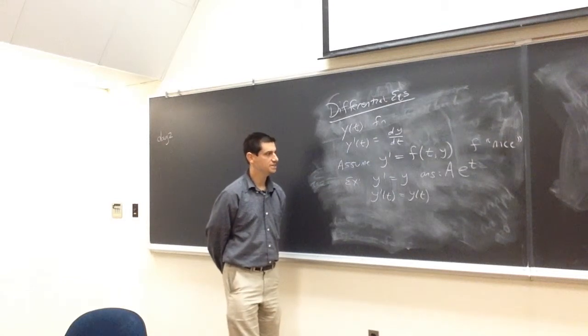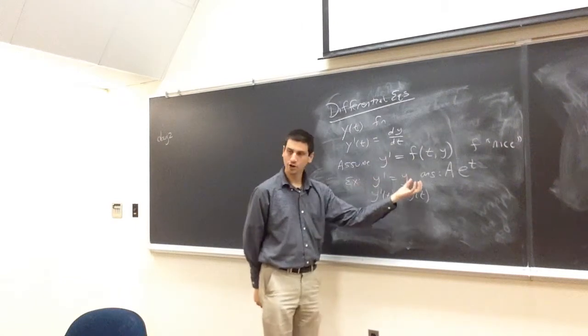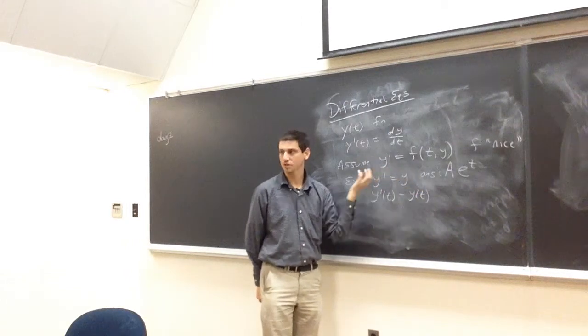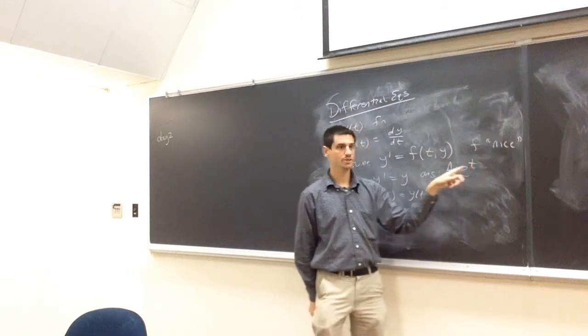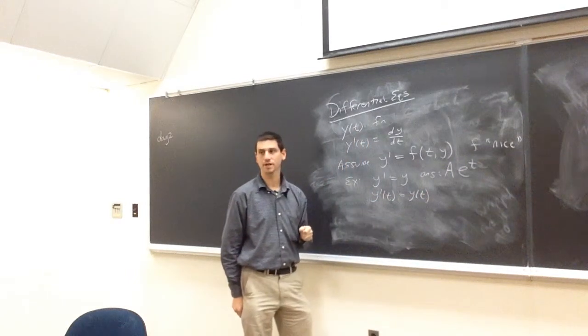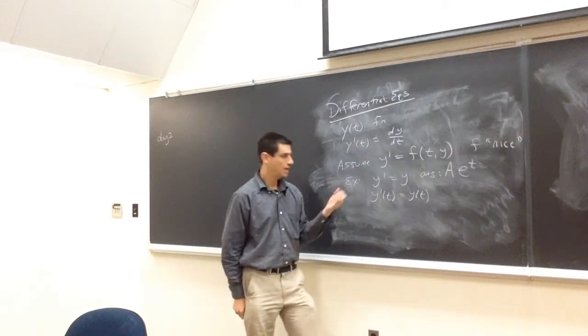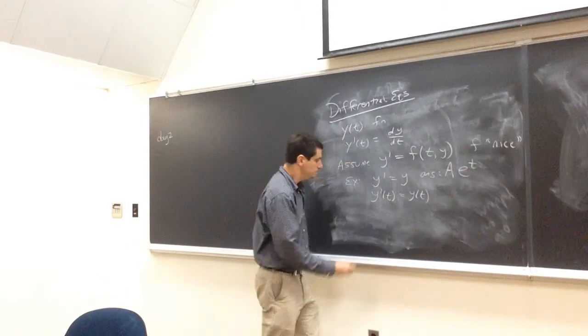Why is A e to the t a solution? Well, if I solve this, if I multiply by 5 or 7 or 13, it's still a solution. Can I change t to 3t? No, because then when I differentiate, I'll get a factor of 3 coming out. Okay, this isn't too bad to solve.